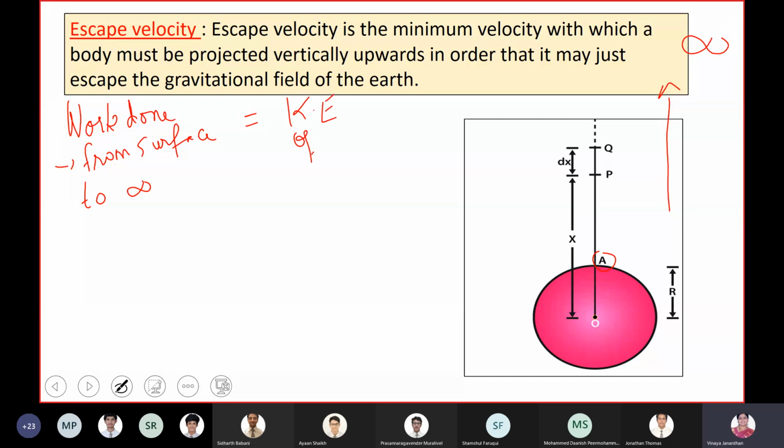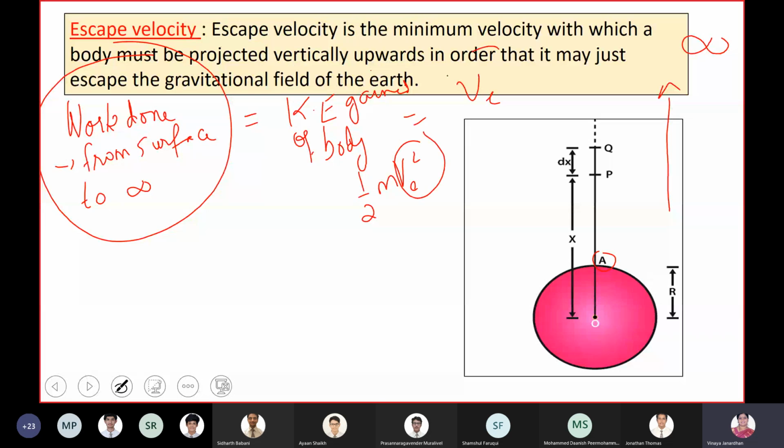Okay? So you have to first find what work you need to do in pushing the object from the surface to infinity. That will be equal to the kinetic energy gained by the body, right? And from the kinetic energy, half m ve squared, you can find the velocity with which it is traveling. That becomes your escape velocity. Boys, are you clear about the key concept over here? 11B.